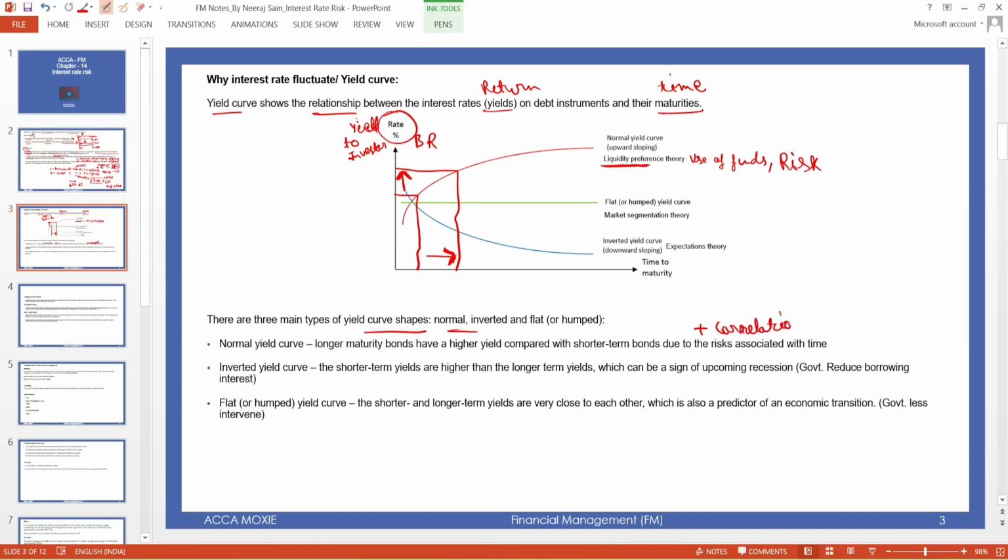So this is the positive correlation between the time of maturity and interest rate. Okay, and the next is the inverted. Let me explain the inverted.